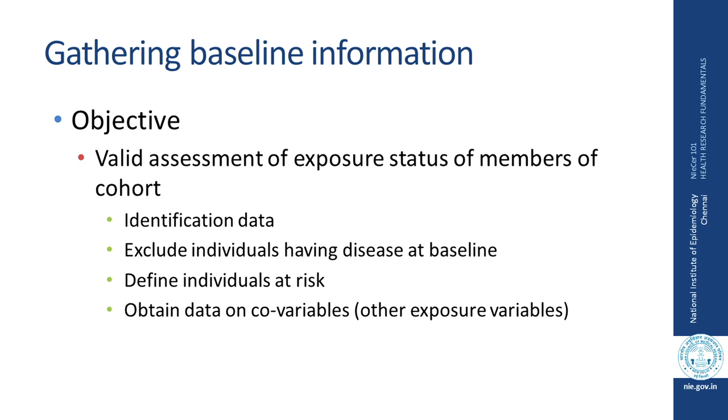Once you select this study population, the next important step is collecting baseline information from this population. The objective of this step is to have a valid assessment of the exposure status of members of the cohort. By collecting baseline information, we can also collect identification details of the study population. We can exclude those individuals who have the disease of interest at baseline, so that the population which remains is at risk of developing the disease. And we can also obtain data about other risk factors or other exposure variables.